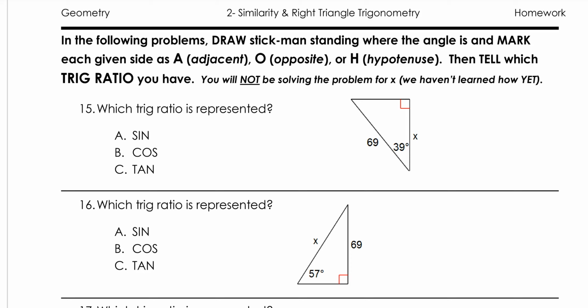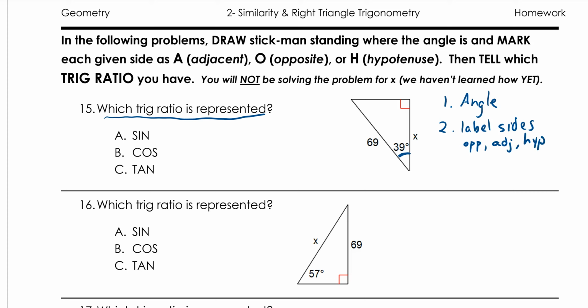All it wants to know, if we read all the directions up top here, is basically this question: which trig ratio is represented in this problem? So what we do is we look at the triangle and say, okay, first step is we've got to figure out where the angle is. That's the first thing you do. You find your angle. So in this problem, 39 is the angle. From there, we need to label our sides. We label the sides, and what that means is opposite, adjacent, or hypotenuse.